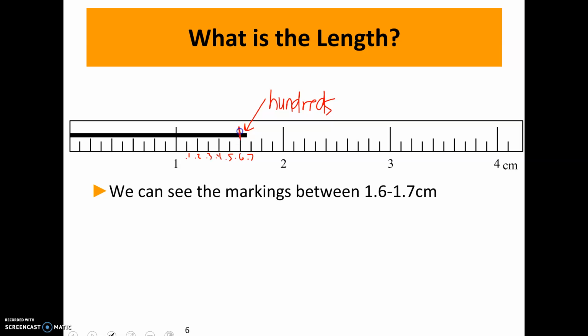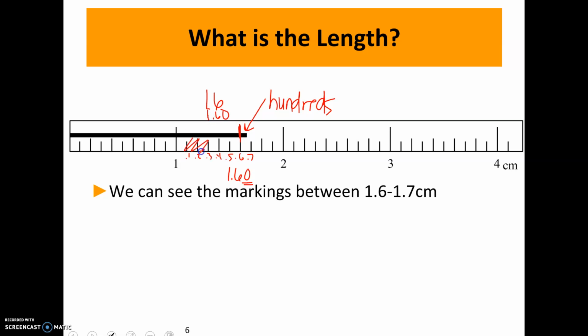Even if my line was right on the 1.6, even if I thought the measurement was 1.6, I need to say, if I think it's right on that, 1.60. 1.6 and 1.60 don't mean the same thing when you're measuring.